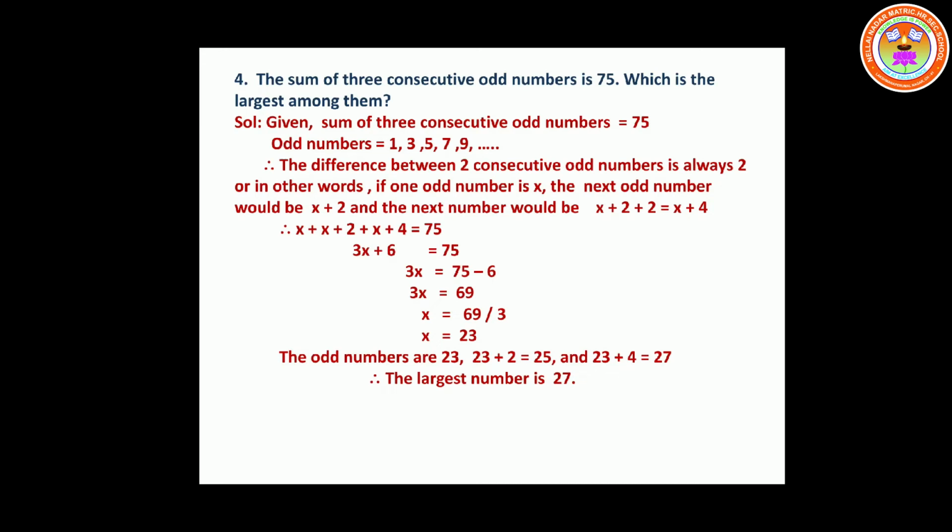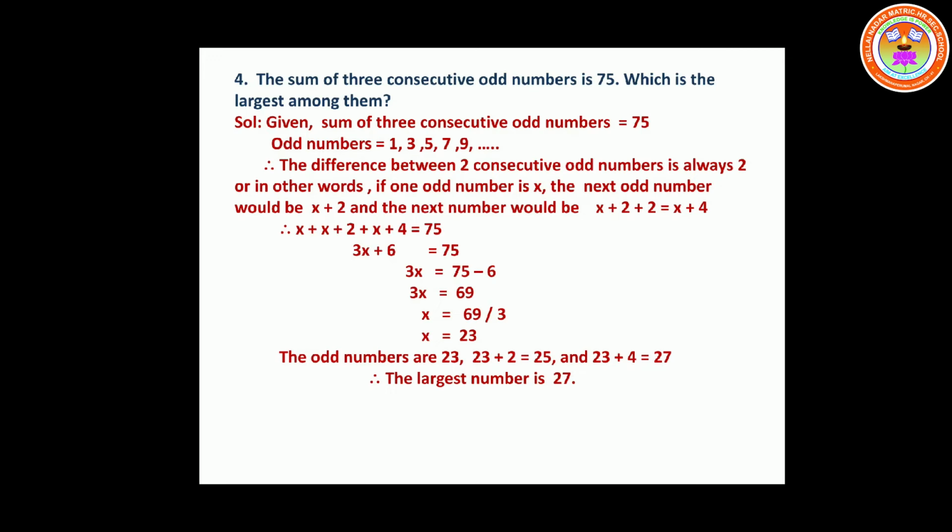Brilliant. Now take the plus 6 to the other side. So it becomes 3x is equal to 75 minus 6. Now what is 75 minus 6? It is 69. Now to find the value of x, take the 3 to the other side. So it divides 69, 23 times. So what is the value of x? 23. So the odd number is 23, that is x is 23.